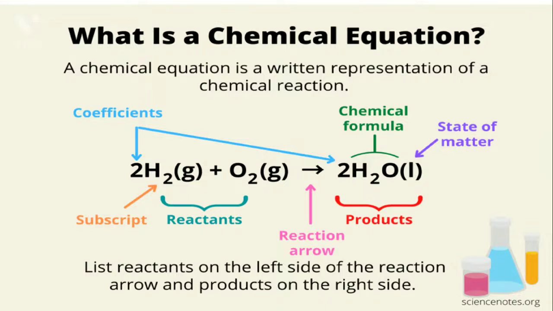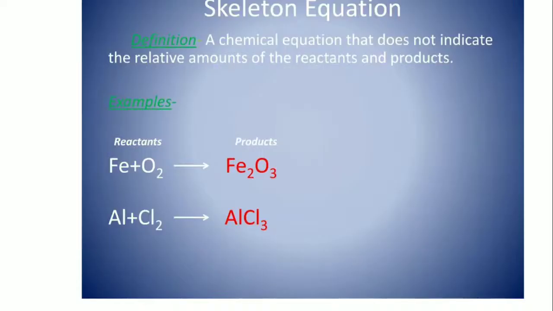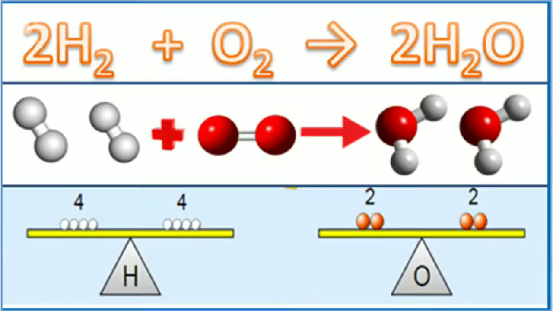Next, chemical equation is of two types, that is skeletal equation and balanced equation. What do you mean by skeletal equation? An unbalanced equation, where the amount of reactants and products are not mentioned in a reaction. How much amount of magnesium is required, how much amount of oxygen is required, and how much amount of magnesium oxide is required is not mentioned, then that is called a skeletal equation. The second type, balanced equation, is where the amount of reactants and products are mentioned.